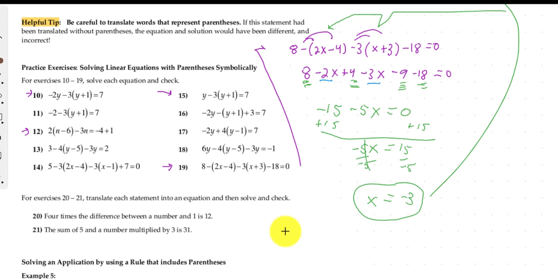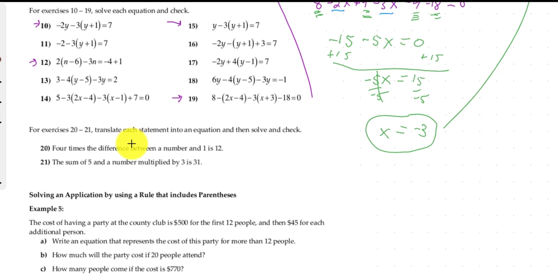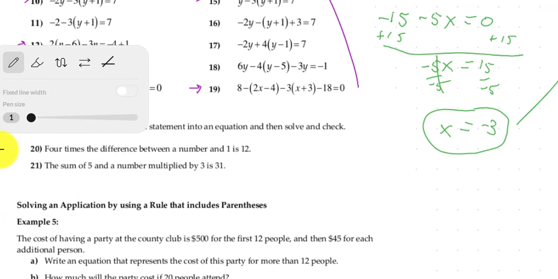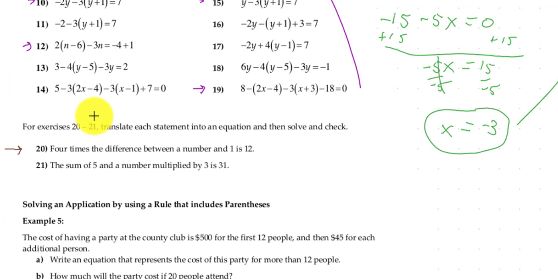Okay, let's move on. Let's take a look at some of these translate problems. It says translate each statement into an equation and then solve and check.